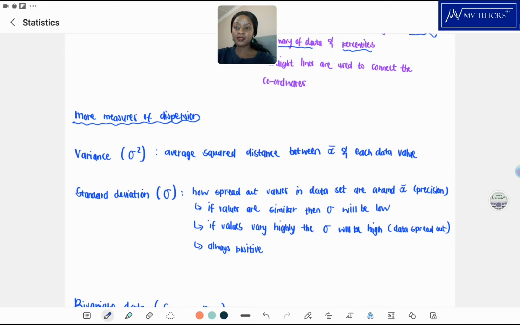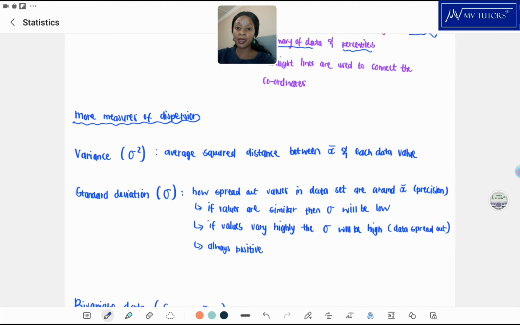Then we get to standard deviation. So what is standard deviation? It's basically how spread out values in a data set are around your mean. When you think about standard deviation, think about precision. Let's say you are taking data sets, you're measuring something in physics, you're trying to determine something, but the values that you get, when you compare them to your mean, they are off. You really have a high standard deviation when your values are off, and that's not really good.